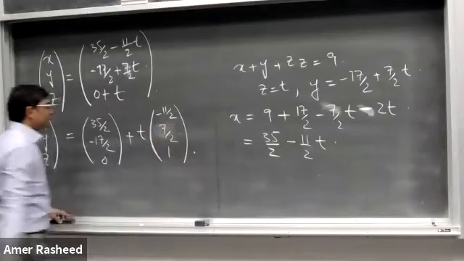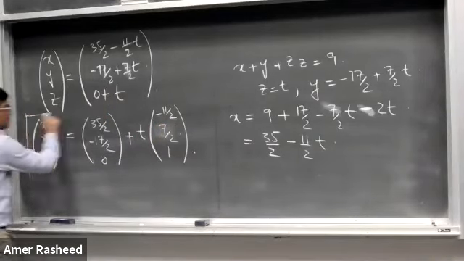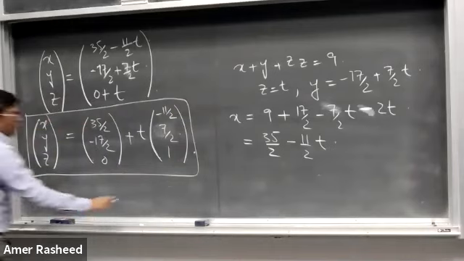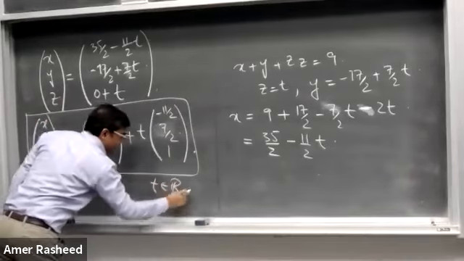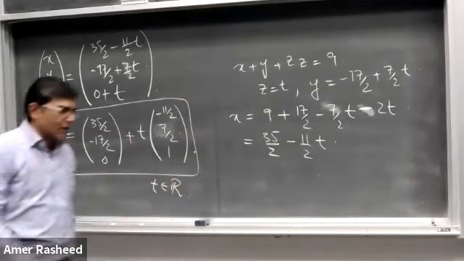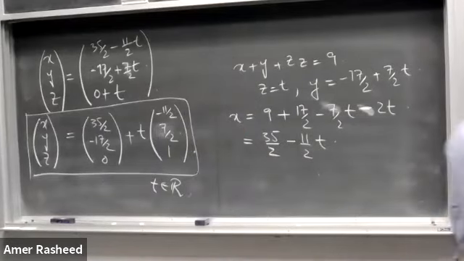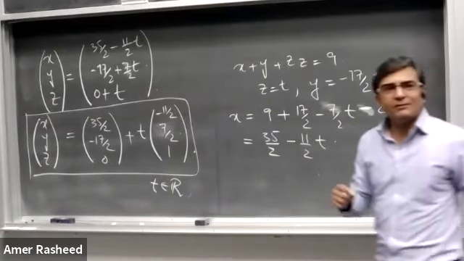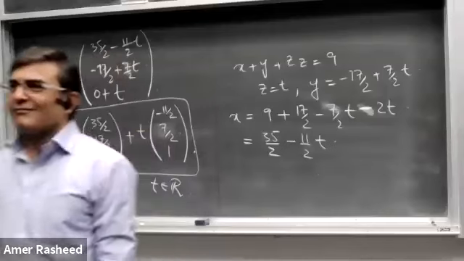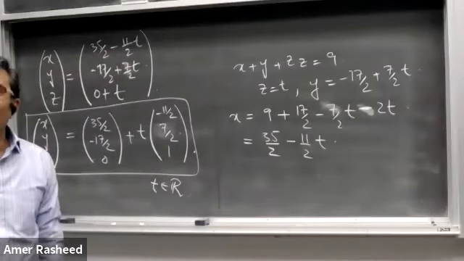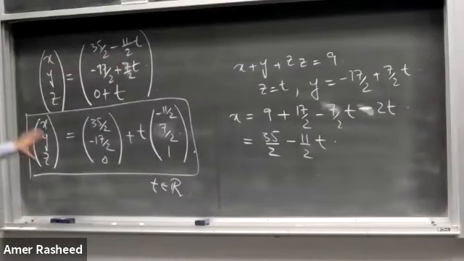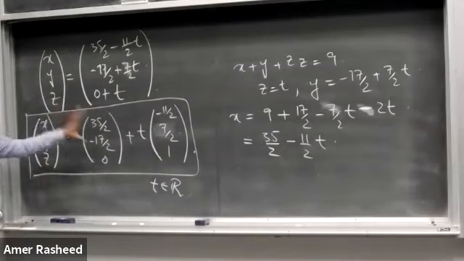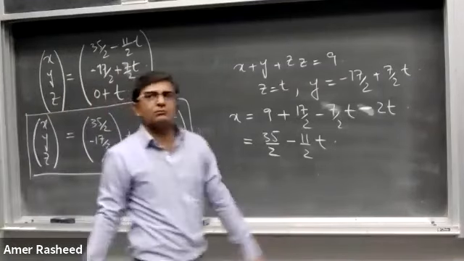Okay. Thank you. Now what is this now? Where t belongs to R. It's a parametric equation of a straight line in 3D. It's a parametric form of the equation of a straight line in our space.